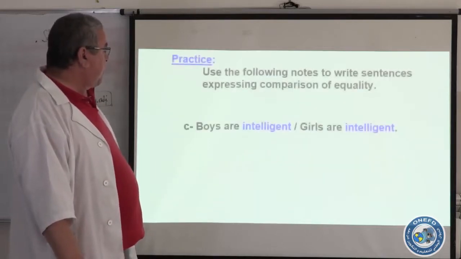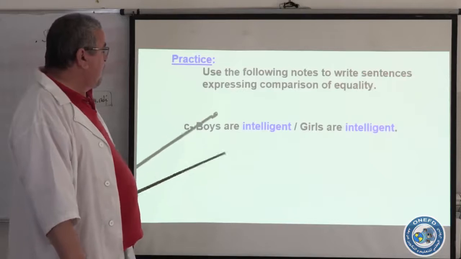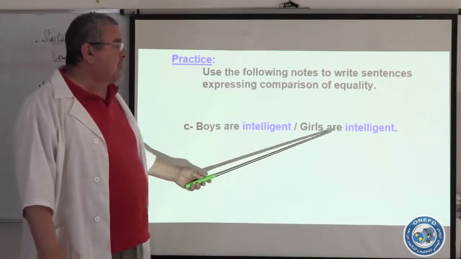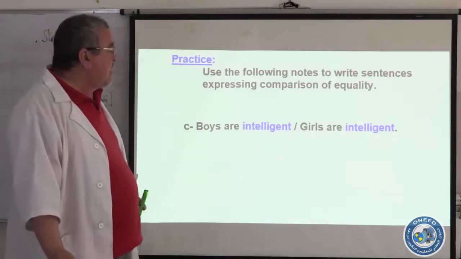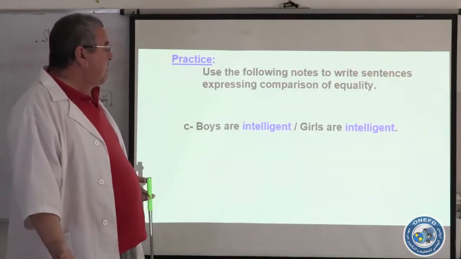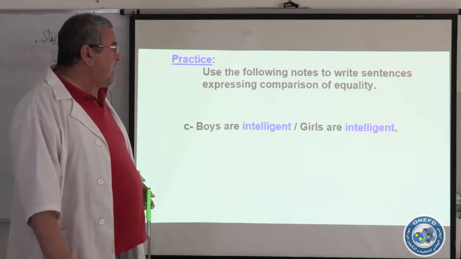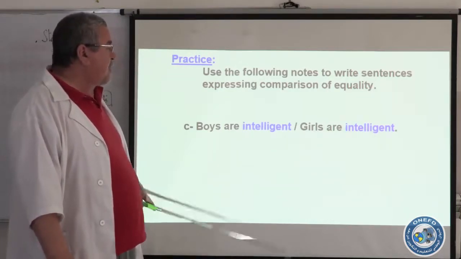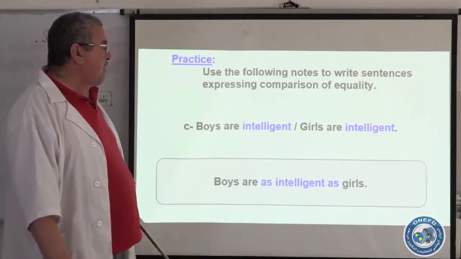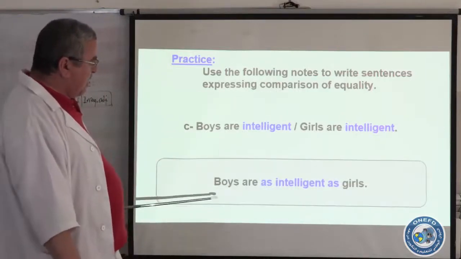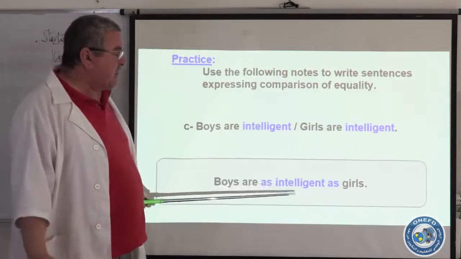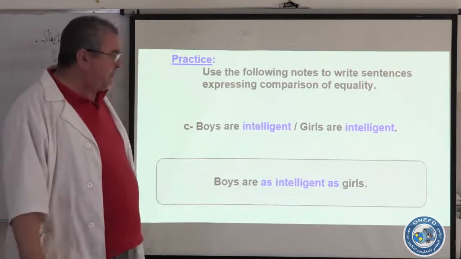Let's go to the following sentence. Boys are intelligent. Girls are intelligent. Is there any difference in their intelligence? Remember, we're talking about comparison of equality. So this is why we say boys are as intelligent as girls.